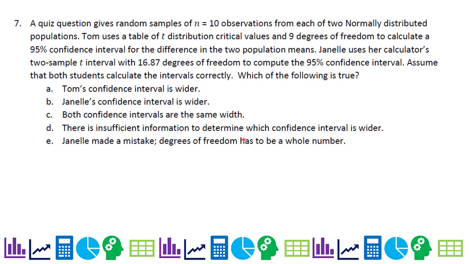A quiz question gives random samples of n equals 10 observations from each of two normally distributed populations. Tom uses a table of t distributions and 9 degrees of freedom to calculate a 95% confidence interval for the difference in the two population means. Janelle uses her calculator's two-sample t interval with 16.87 degrees of freedom to compute the 95% confidence interval. Assume that both students calculate the intervals correctly. Which of the following is true?